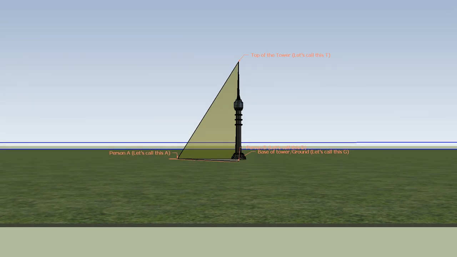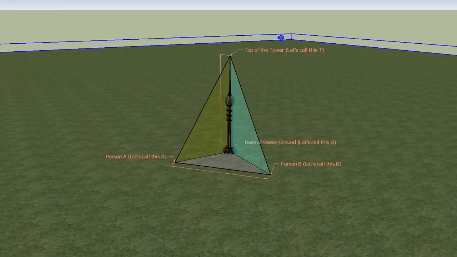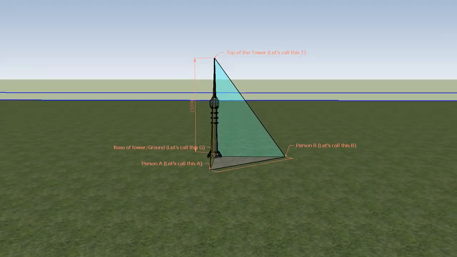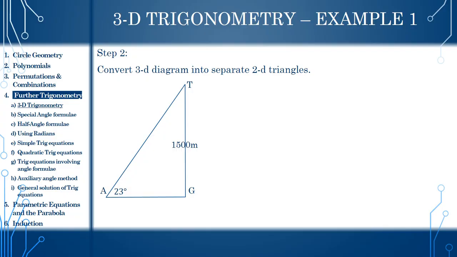But look, you have A, T, G. You have a triangle, A, T, G. Let's mark it in: 23 degrees angle of elevation, 1500 meters height. Similarly, we go and look at the blue triangle. Well, B, T, G. The height of 1500, BTG. And we draw that in as well, remembering the angle of elevation.